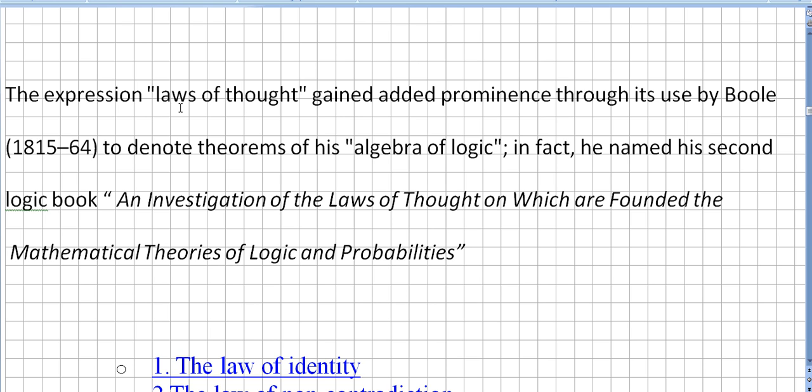As far as I know, this expression, laws of thought, goes back to Boole, the famous George Boole. The expression gained added prominence through its use by Boole to denote theorems of his algebra of logic. In fact, he named his second logic book An Investigation of the Laws of Thought, on which are founded the mathematical theories of logic and probabilities. Of course, this is a very old book. I'm quoting it only because, as far as I know, the expression laws of thought was born in this book.